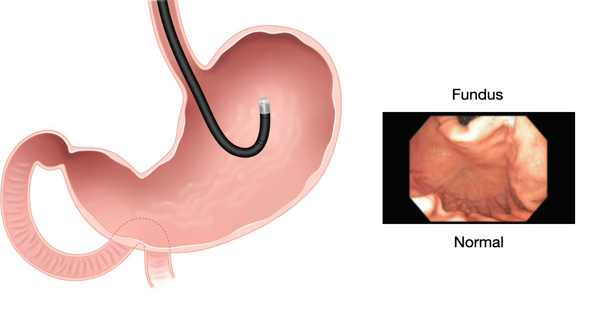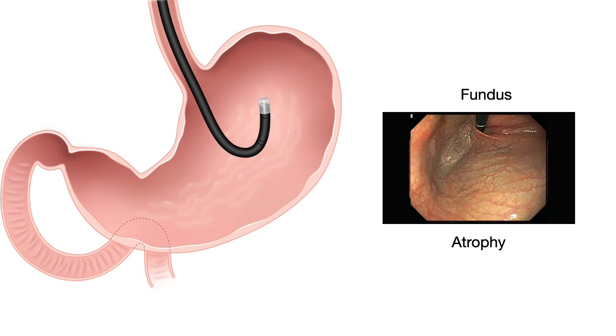So let us look at the fundus of the stomach. You can see the folds all the way to the fundus. Fundus is clear, but if there is gastric atrophy, this is what it looks like.